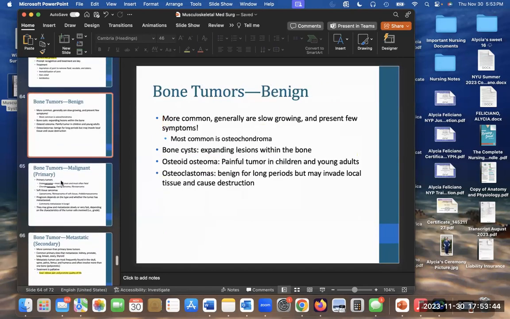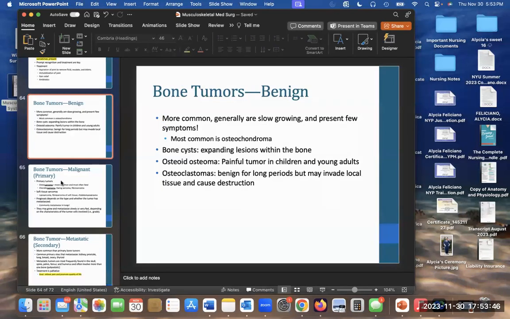Okay, now we have bone tumors. These are really slow growing and they don't have many symptoms, right? If they're benign, I would just be able to look at these and know what they are. So like osteochondroma, bone cysts, osteoid osteoma, or osteoclastomas, those are all examples of benign bone tumors. Okay, that's all I would know. I would just be able to recognize them.